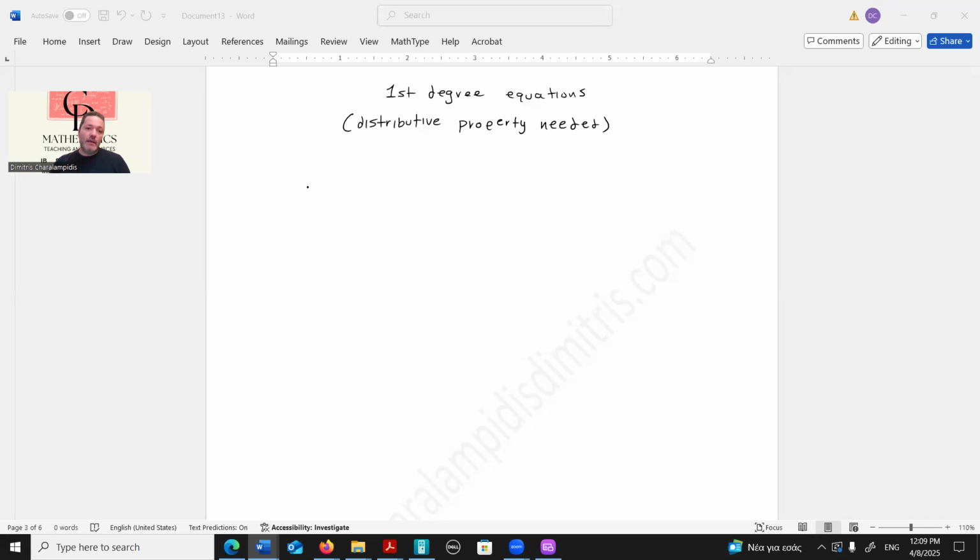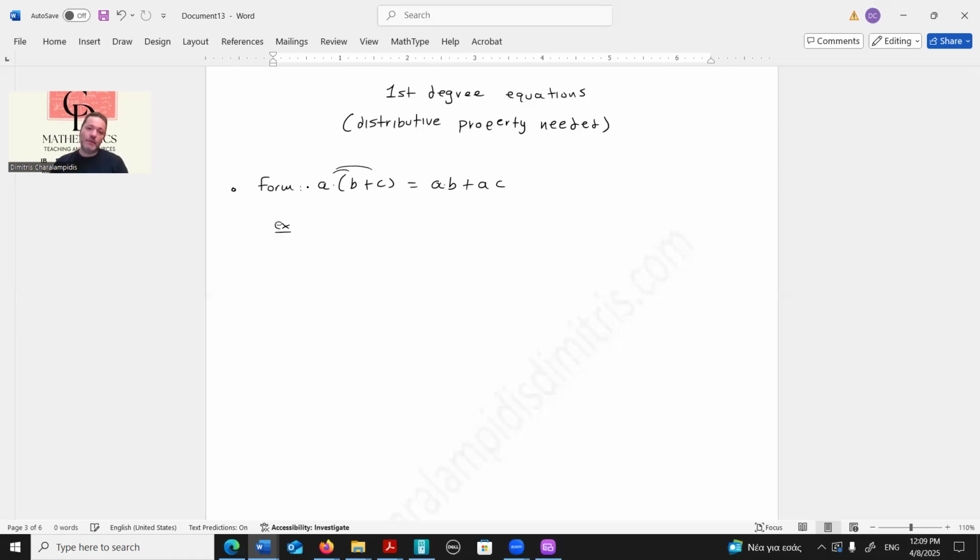Let me remind you, first of all, what the distributive property is all about. The general form of the distributive property is the one I'm now writing. When we have a number, let's call it A, multiplied by a bracket, this is the same as multiplying that number in front of the bracket by each one of the terms inside that, AB plus AC.